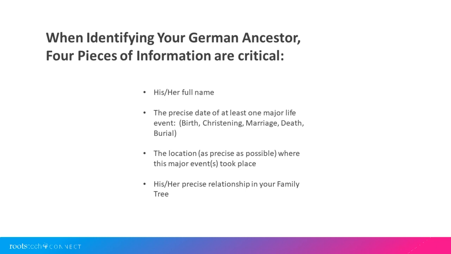The precise date of at least one major life event. Now that could be a birth, a christening, a marriage, a death, or a burial date. And depending on whether you're looking at church records or civil records, you'll be able to find one of these major life events. The location, as precise as possible, where one of these or all of these major events took place. And finally, in finding your German ancestor, you need to determine his or her precise relationship in your family tree, and especially to you yourself.